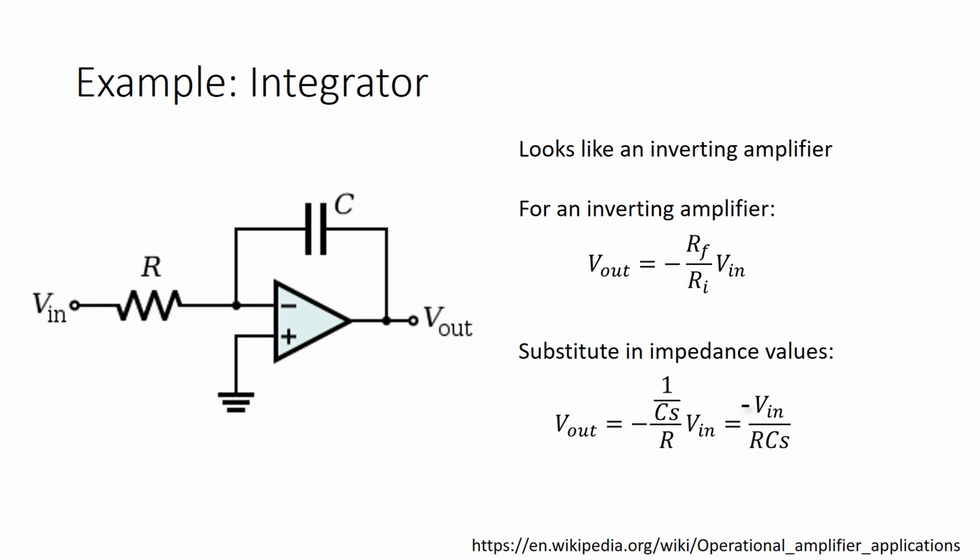Looking at it, we can see that it looks kind of like an inverting amplifier, and we already know the gain of an inverting amplifier. So if we substitute the impedance values of R and C in place of the Ri and Rf equations from the gain we derived earlier, then we find the output voltage is given by Vin over RCS. You may remember that a factor of 1 over S corresponds to integrating the input signal. So this device performs integration, and in fact the circuit is called an integrator.